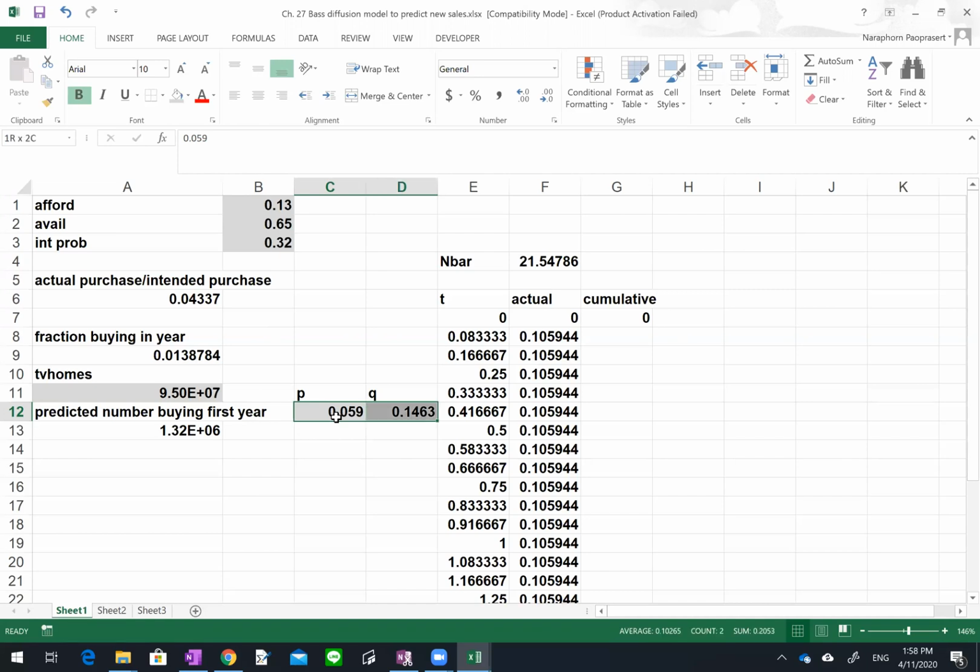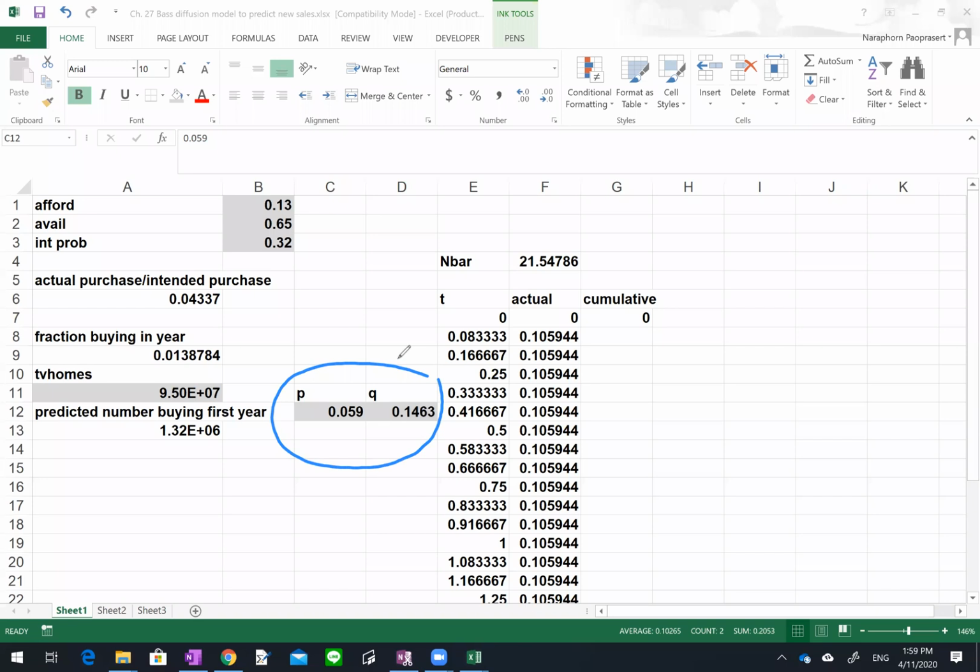Oh, and these two, P and Q, actually these two values came from the literature. So somebody else has estimated the values for us. P is 0.059 and Q is 0.1463. We'll use these two values regardless of the problem we are tackling. The only one that we don't know is the N bar, but we can use Excel to find the N bar later on, which I will show you how to do.